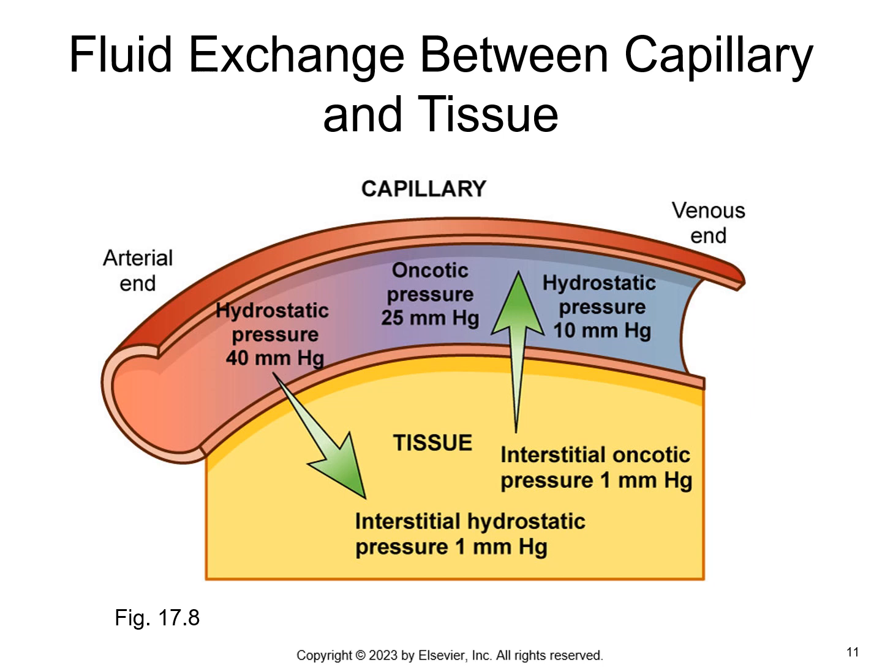The dynamics of fluid exchange between a capillary and tissue are demonstrated here. There's an equilibrium that exists between the forces filtering fluid out of the capillary and forces absorbing fluid back into the capillary. The hydrostatic pressure is greater at the arterial end of the capillary than at the venous end. The net effect of this pressure at the arterial end of the capillary causes a movement of fluid into the tissues. At the venous end of the capillary, there is a net movement of fluid back into the capillary.